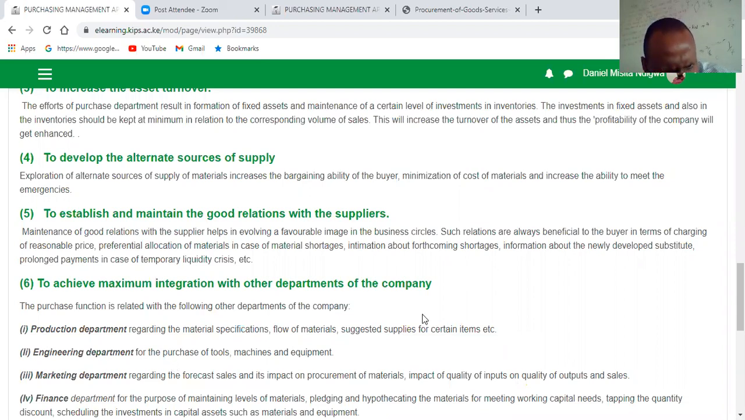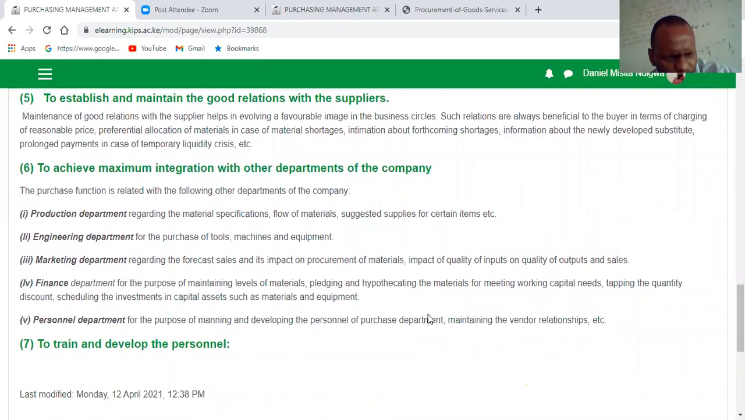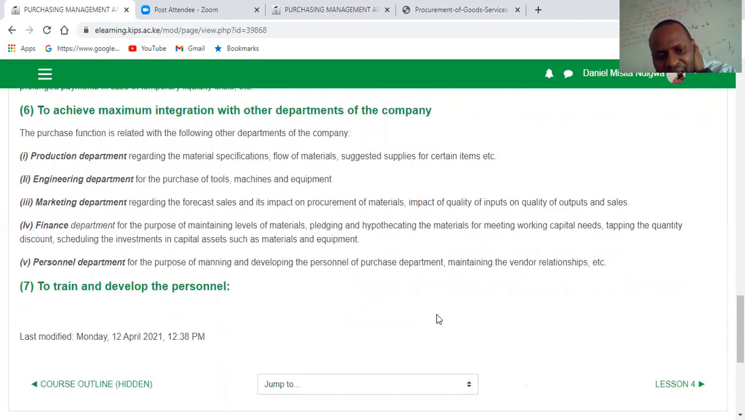The other thing is to achieve maximum integration with other departments. Remember, the purchasing department is not in a vacuum. It must interact with other departments. And these departments are named there. We have the production department, engineering department, marketing department, and finance department. And lastly is to train and develop personnel. So you'll be able to train and develop people. And by so doing, it will be very critical for you in the organization.